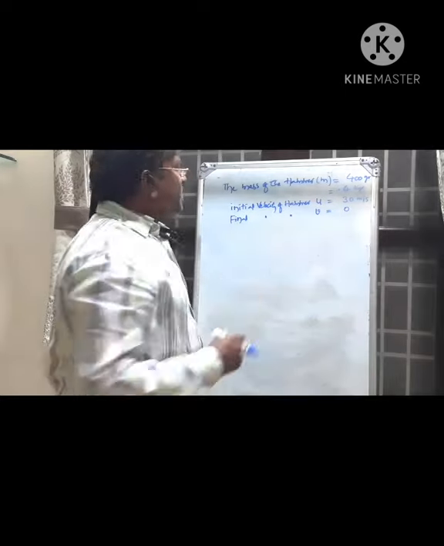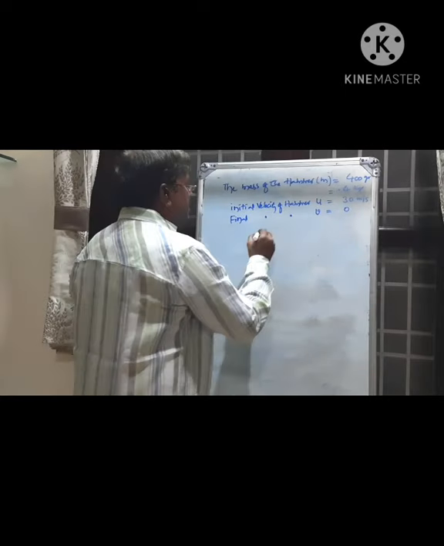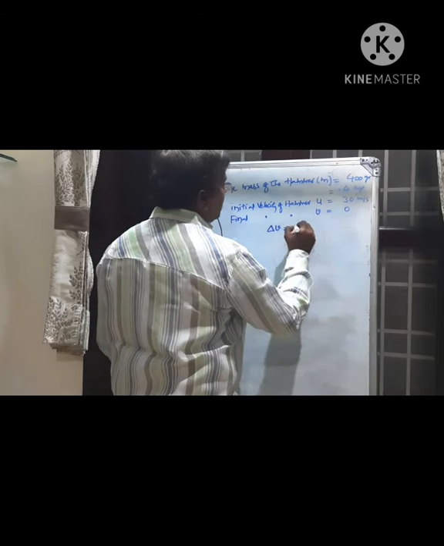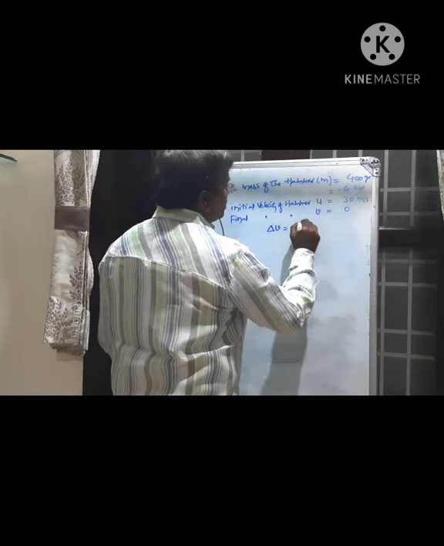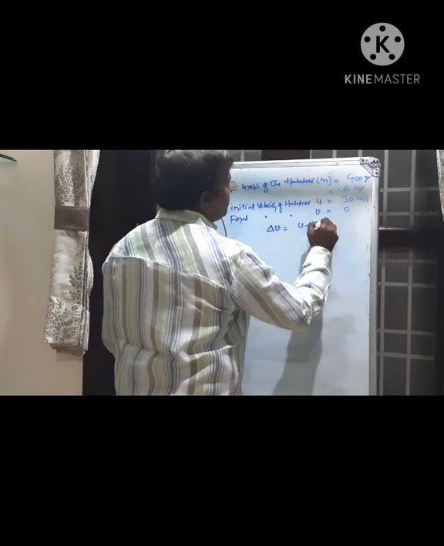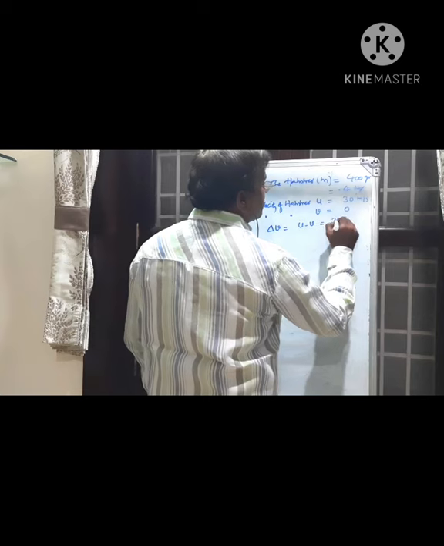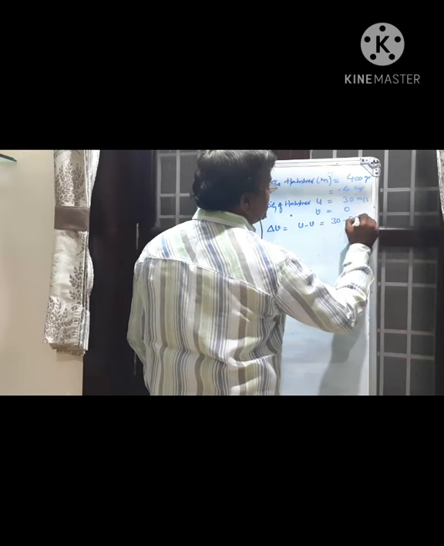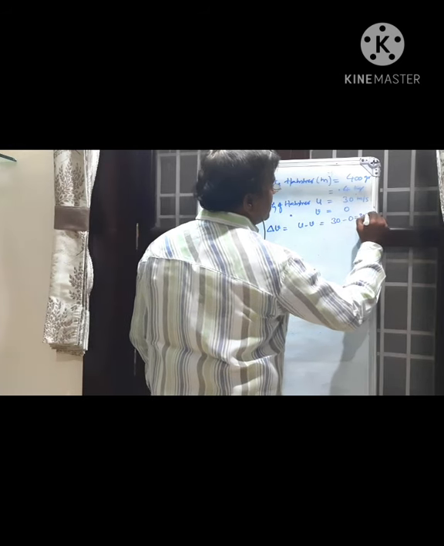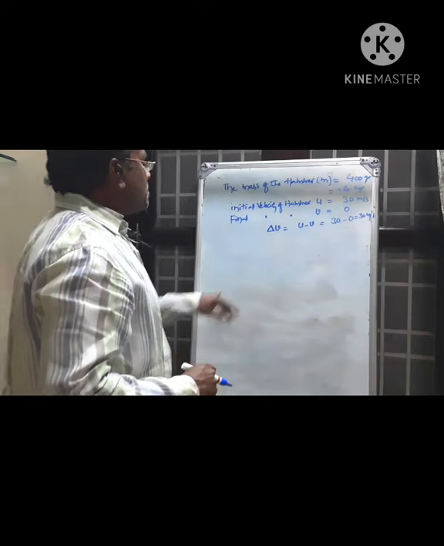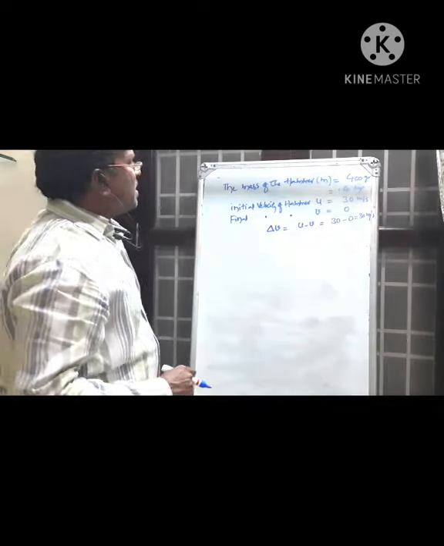Then what would be the change in the velocity? That is delta v. Delta v is equal to u minus v. That is the change. It is equal to 30 minus 0, which is 30 meters per second. That is the change in the velocity.